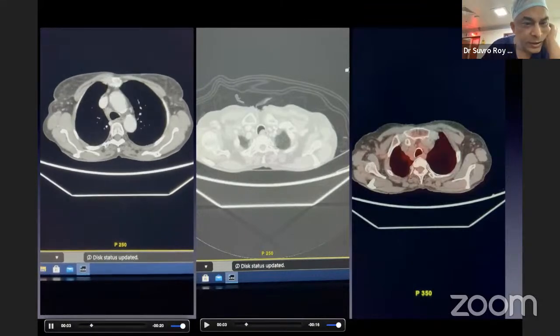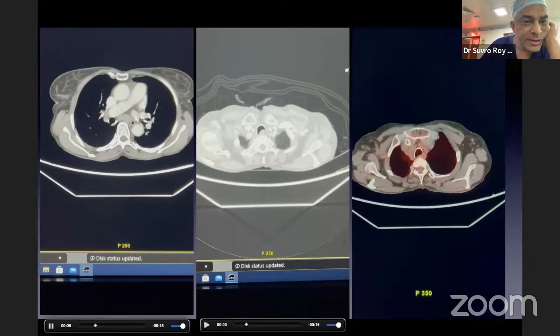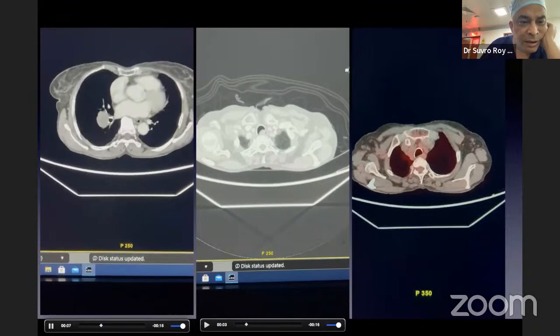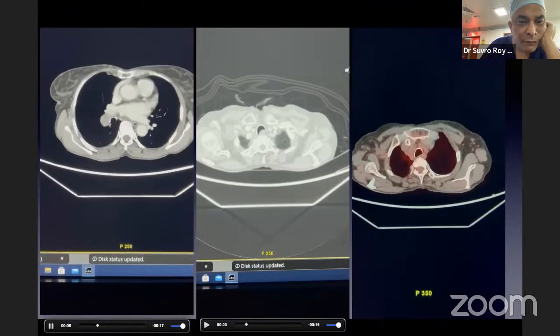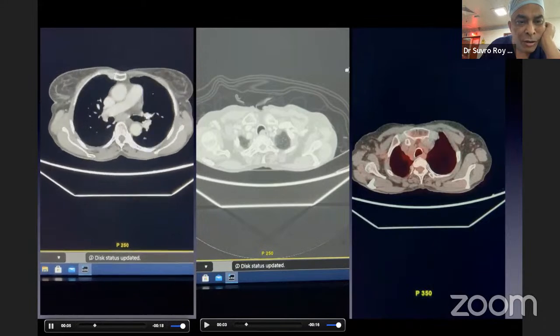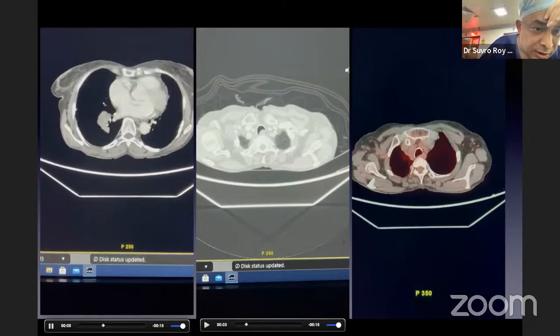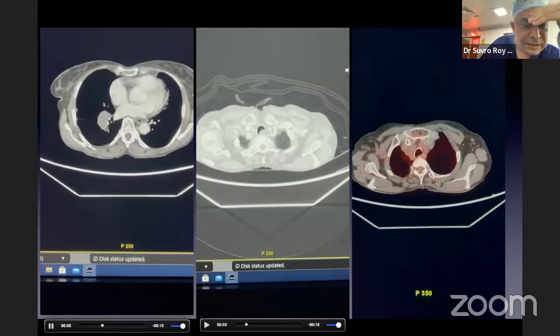So let us just have a look at this. Okay, so here is a much smaller mass measuring around 4 centimeter, very close to the right hilum, involving up to the hilum, but not within 2 centimeters of the carina. So this is probably a T3, depending upon whether it is more than 5 centimeters or not. And then there is not significant obstructive atelectasis.